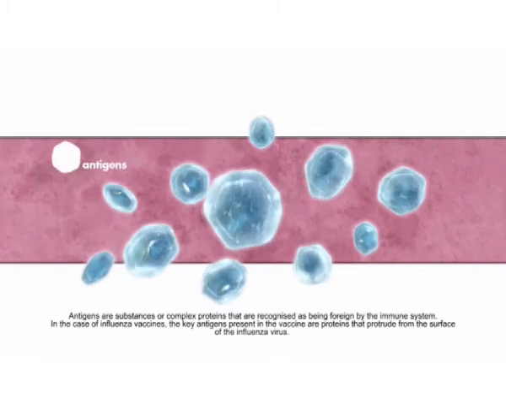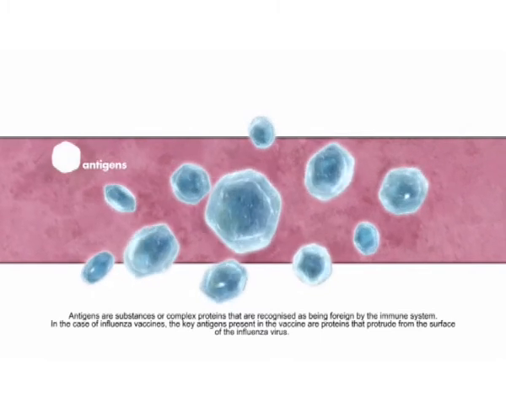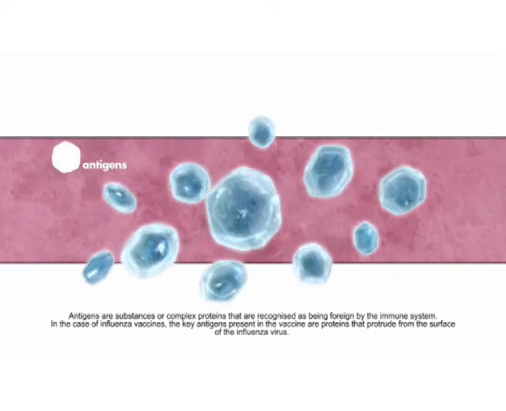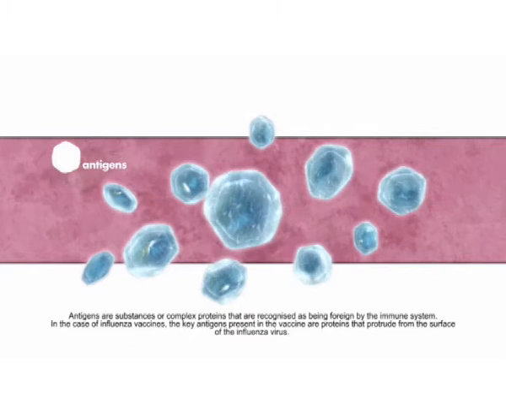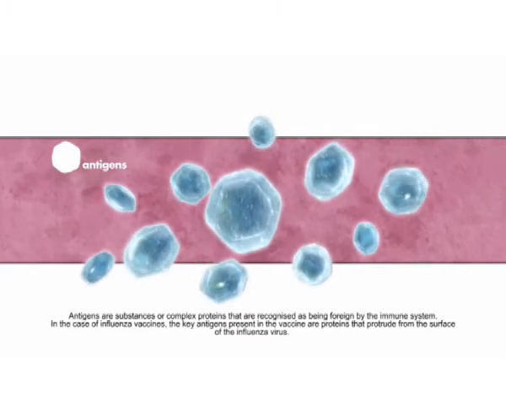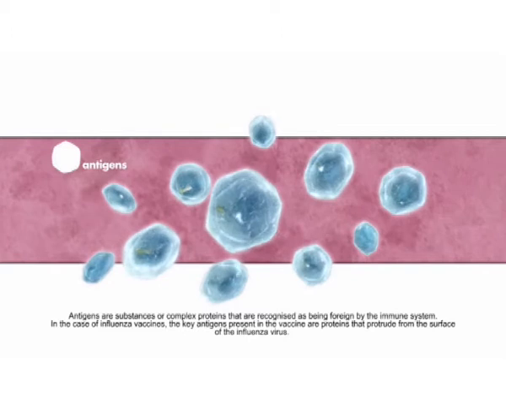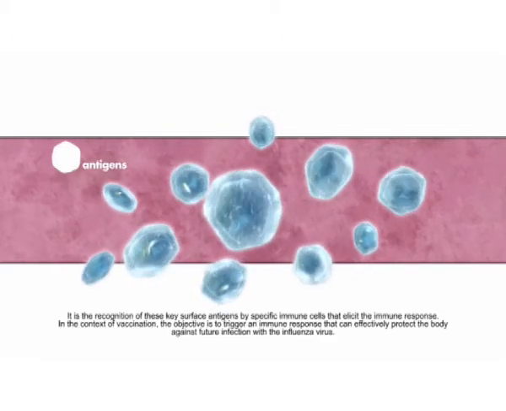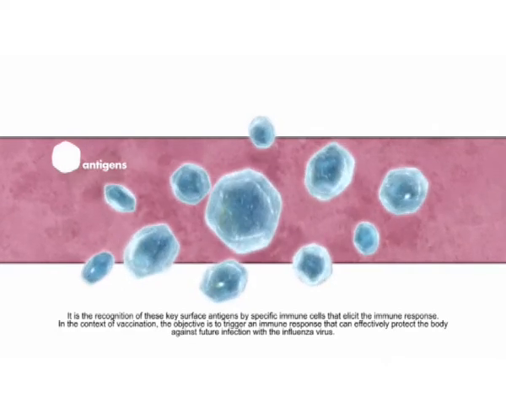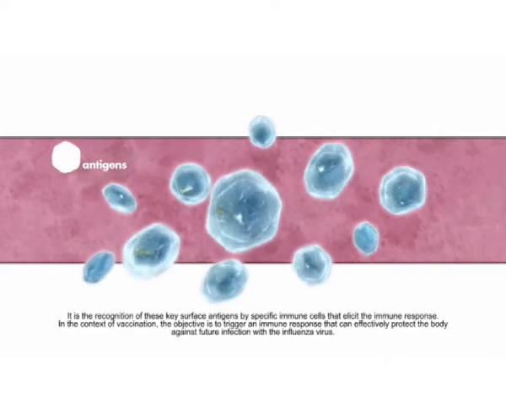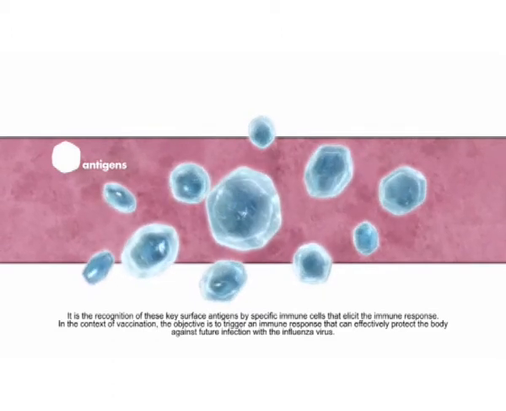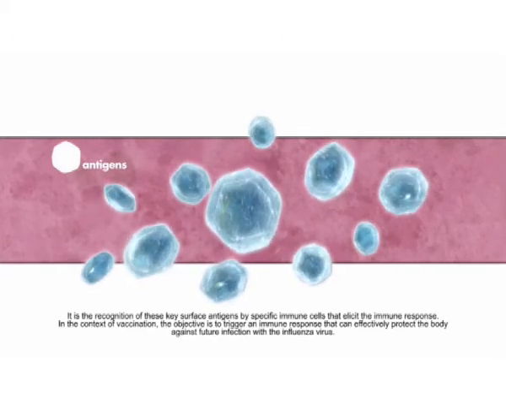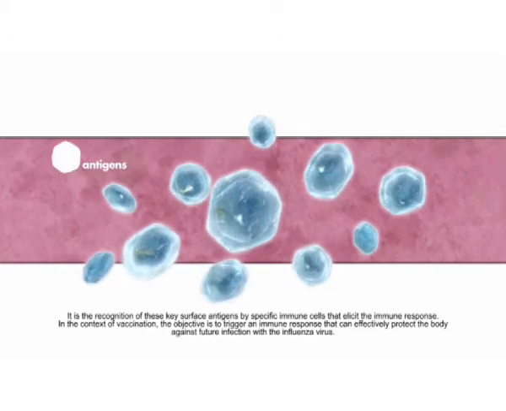Antigens are substances or complex proteins that are recognized as being foreign by the immune system. In the case of influenza vaccines, the key antigens present in the vaccine are proteins that protrude from the surface of the influenza virus. It is the recognition of these key surface antigens by specific immune cells that elicits the immune response. In the context of vaccination, the objective is to trigger an immune response that can effectively protect the body against future infection with the influenza virus.